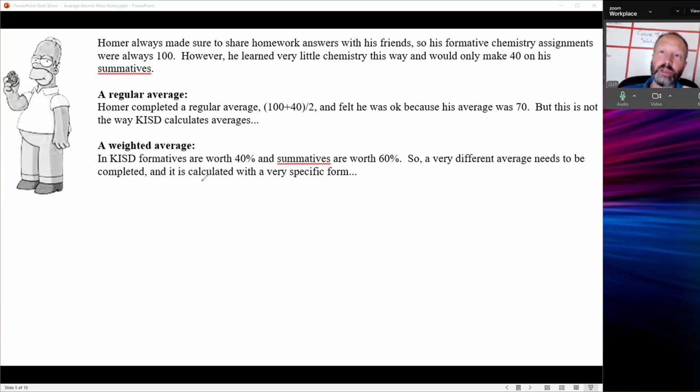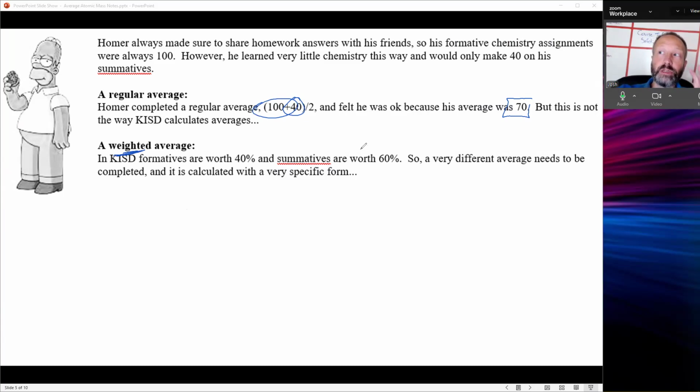So he's like, okay, no big deal. If I make 100 on my formatives, even though I'm only making 40 on my summatives, they're going to average 140, which averages to 70. And he's right, it does average to 70, but that's not how grades are calculated here in our district. In KSD, we use a weighted average. That means that the amount that each assignment is worth changes. Formatives are worth 40, summatives are worth 60.